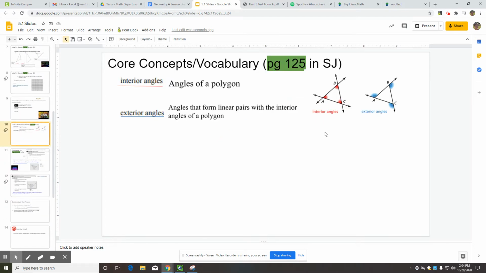that the interior angles of a triangle, those are the ones inside the triangle. So they are the red angles in this picture. Exterior angles are the angles that form a linear pair with the interior angles. So for example, in this picture here, if you were to take this line and extend it straight, this blue angle is an exterior angle of this triangle.